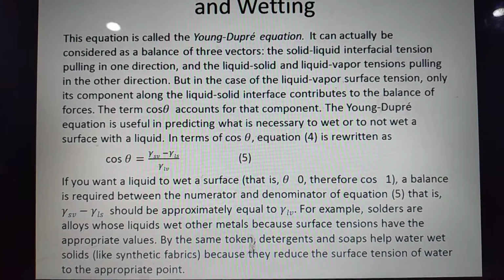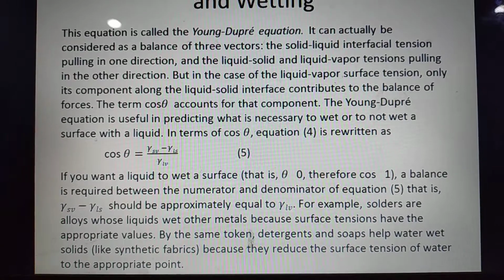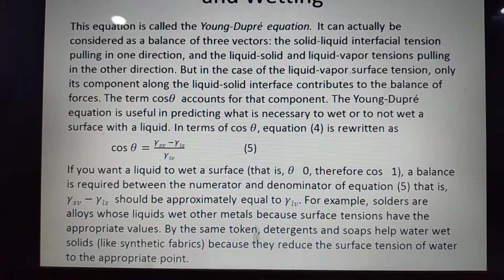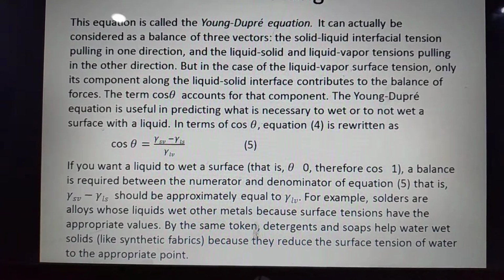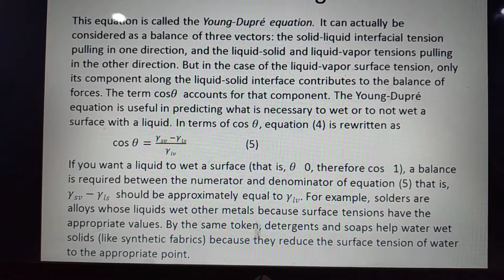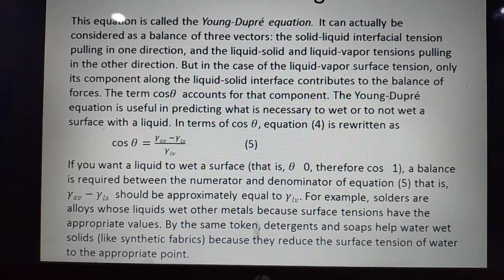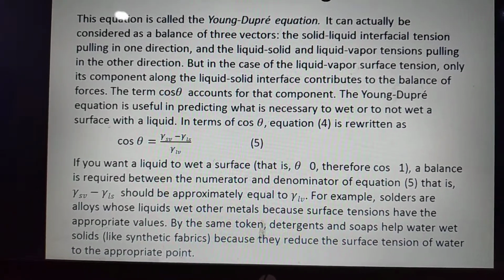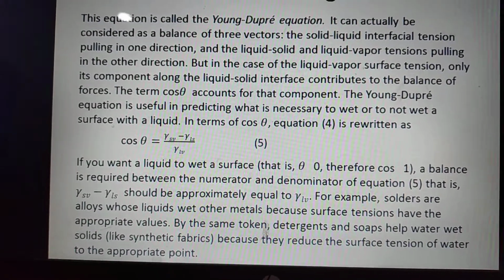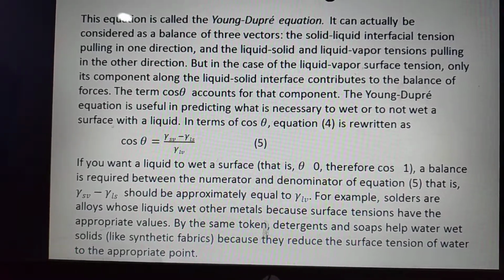In the case of the liquid-vapor surface tension, only its component along the liquid-solid interface contributes to the balance of forces. The term cos theta, used in capillary phenomena, accounts for that component. The Young-Dupré equation is useful for predicting what is necessary to wet a surface or not, in terms of cos theta. Equation 4 can be written as cos theta equals gamma SV, solid-vapor, minus gamma LS, liquid-solid, over gamma LV, liquid-vapor.